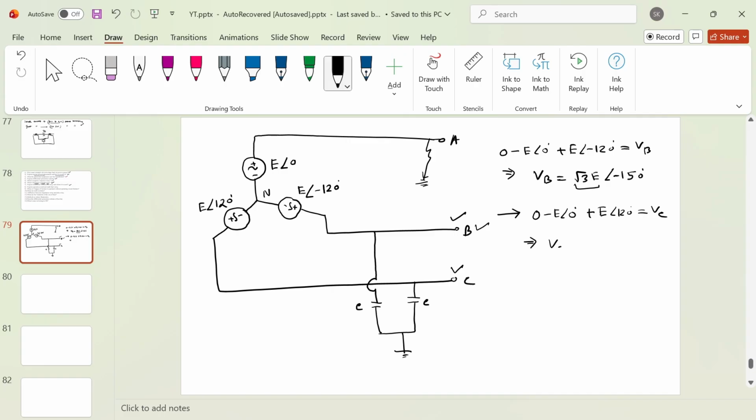You will get VC equals root 3 E at an angle of plus 150 degrees. You can calculate it, you will get this voltage. So the phase voltage becomes the line voltage now. Now you can think about the practical scenarios.